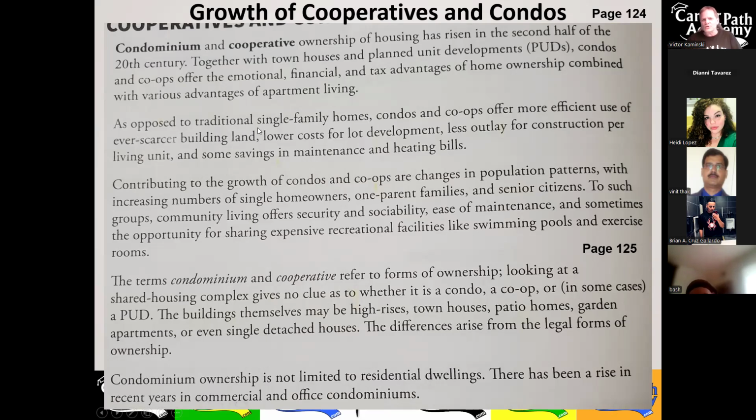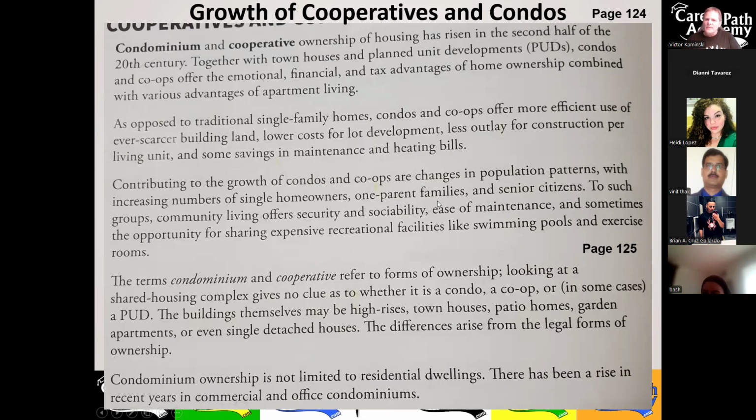So as opposed to traditional single-family homes, condos and co-ops offer more efficient use of ever scarcer building land, lower cost for lot development, less outlay for construction per living unit, and some savings in the maintenance and heating bills. Contributing to the growth of condos and co-ops are changes in population patterns, with the increasing number of single homeowners, one-parent families, and senior citizens.